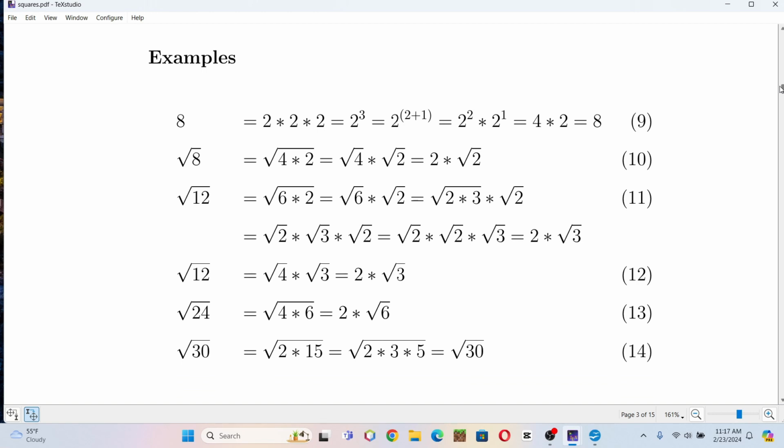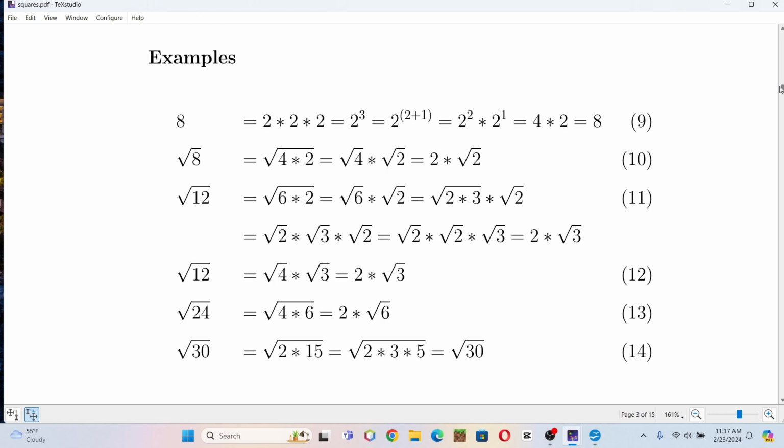Now let's move on to some examples showcasing these equations. Equation 9 covers some of the exponent rules as they interact with addition and multiplication. So 8 is equal to 2 times 2 times 2, that is multiplication, which is equal to 2 to the power 3 by the definition of exponent. 3 is equal to 2 plus 1 gives us the next value, so nothing dramatic there. And then by the rules of exponents, 2 to the 2 plus 1 is equal to 2 to the 2 times 2 to the 1. 2 squared is equal to 4, and 2 to the 1 is equal to 2. So this gets us to 4 times 2, which equals 8.